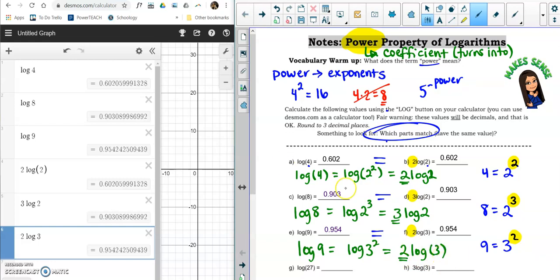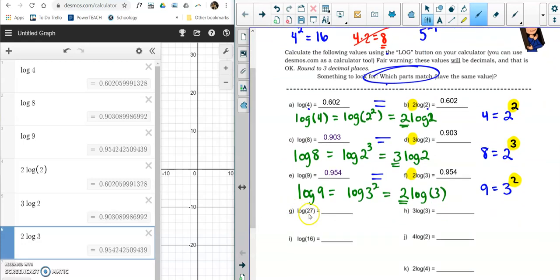So maybe you guys can make a prediction about the log of 27. Maybe we don't even have to get our calculators out. The log of 27, is that going to be the same as 3 logs of 3? Well, let's see. The log of 27, 27 is 3 times 3 times 3, 3 to the 3rd. So yeah, that should be equal to 3 as a coefficient, log 3. Okay.